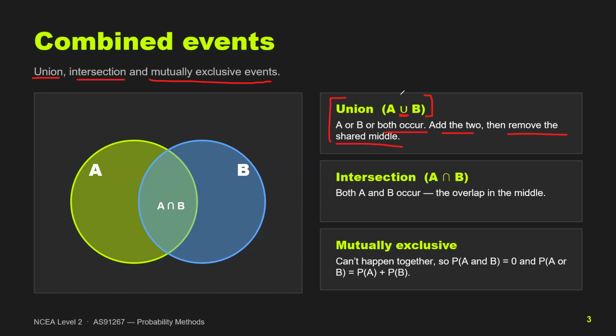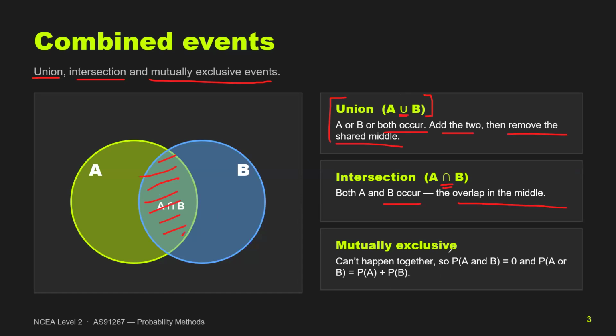Then we have the intersection. For the intersection, this is referring to the middle portion, and that is indicated using the upside down U or the N. This is where both A and B occur. And this is referring to the overlap which is in the middle.